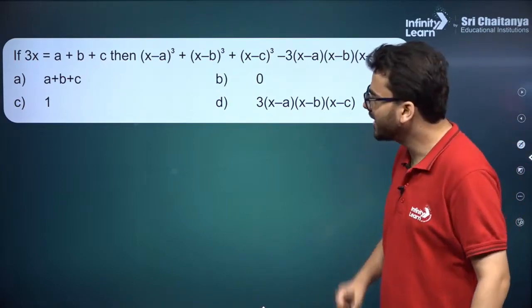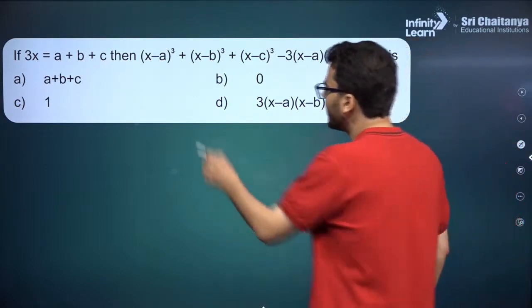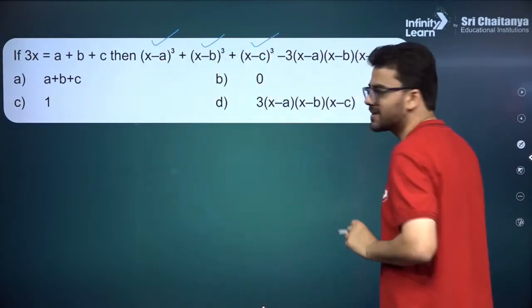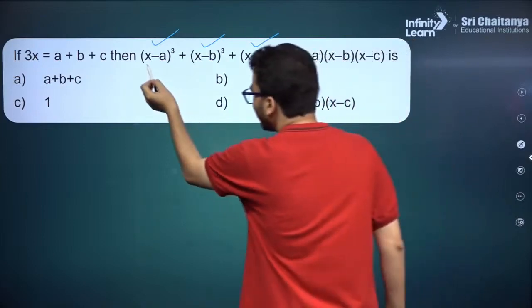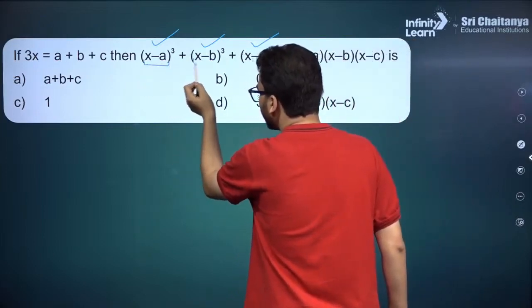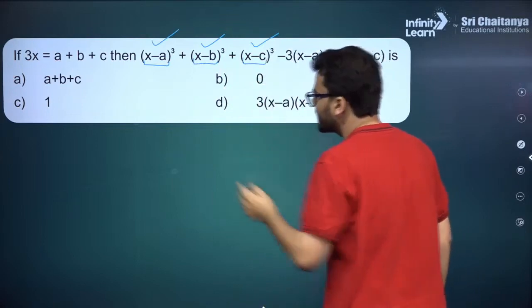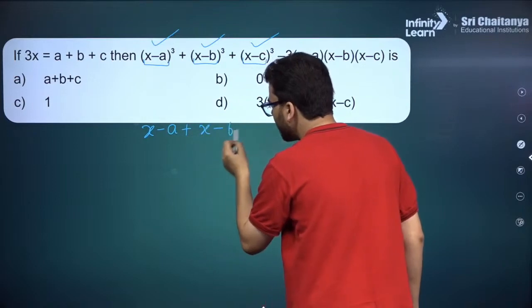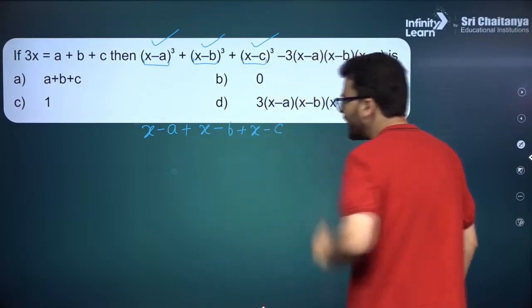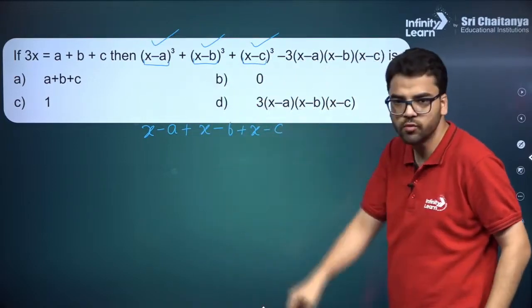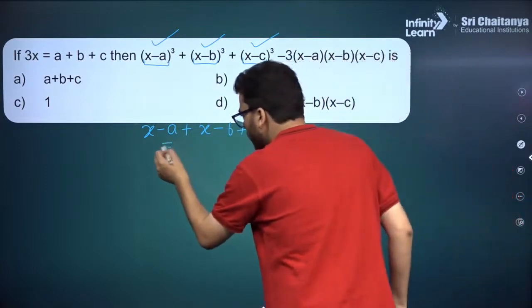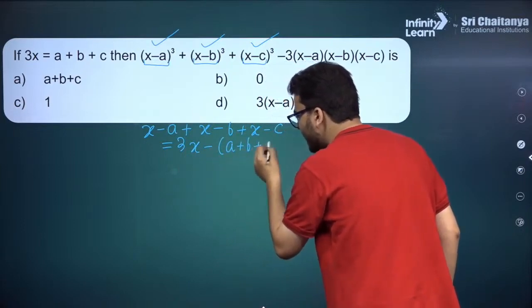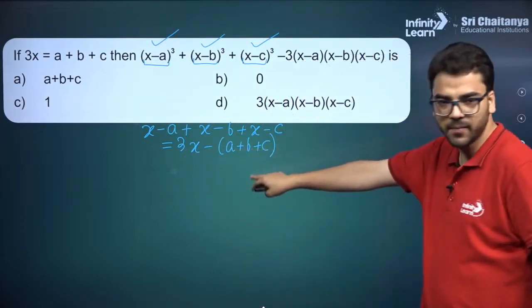So you understand the result over here. It is x minus a the whole cube, x minus b the whole cube and x minus c the whole cube. Now can I find the sum of the things inside the cubes? What is the sum, guys? X minus a plus x minus b plus x minus c. So what is that equal to? Isn't it 3x minus a plus b plus c, guys? Just see it properly.